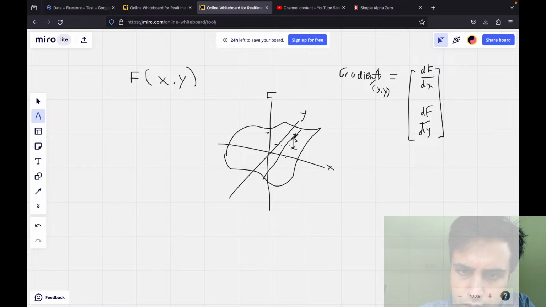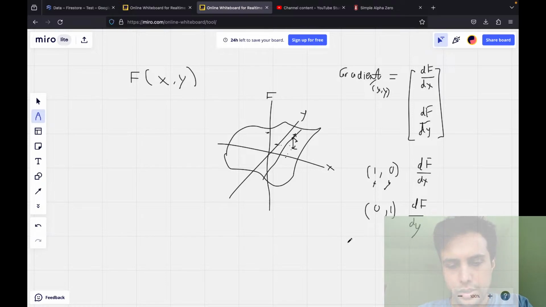So then the question is, we know if we step in the 1, 0 direction, in x and y, then what we get is df dx. And if we step in the 0, 1 direction, we get df dy.